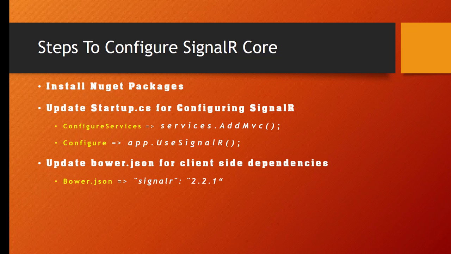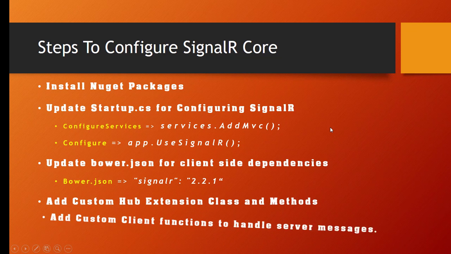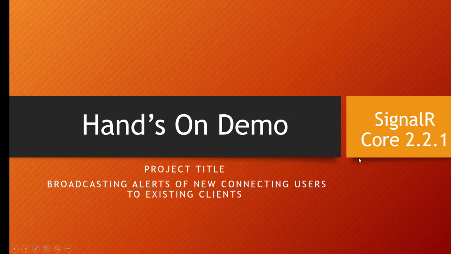to work properly. The next is we have to add a hub class, which will be an extension of the standard hub, so that we can embed our customized functions and requirements into the application. And the last step is we have to create a client which will handle all the messages which the server is broadcasting. Now let us switch to a hands-on demo. Our project title here is broadcasting alerts of new connecting users to existing clients.